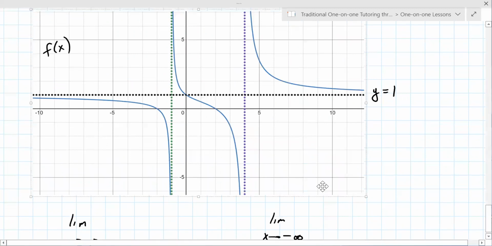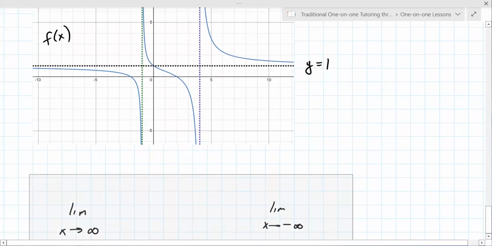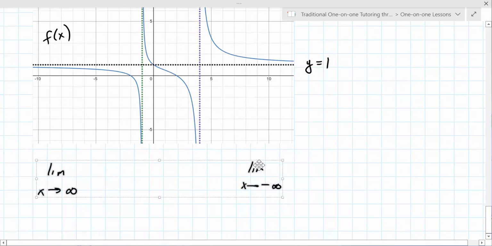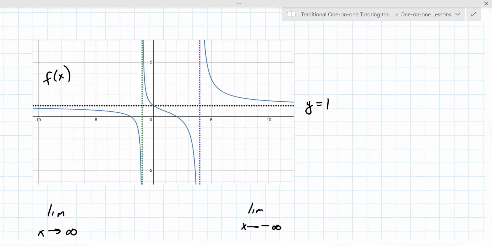So sorry, let me know, I don't have enough space here. Let me just tighten this up a little bit. Okay. So go ahead and give this a try. What goes in those positions?